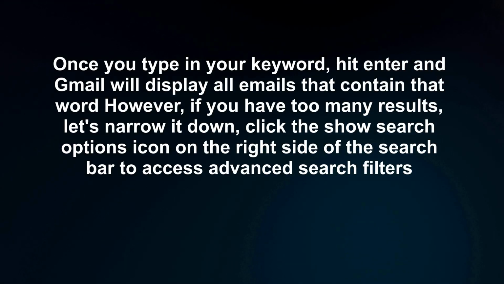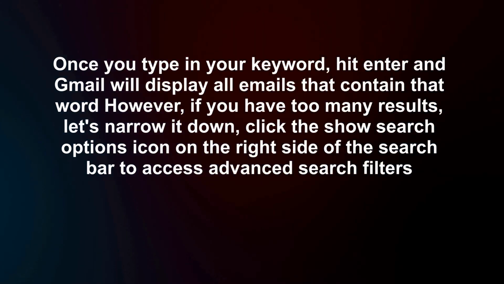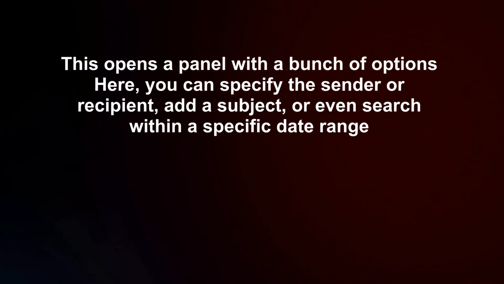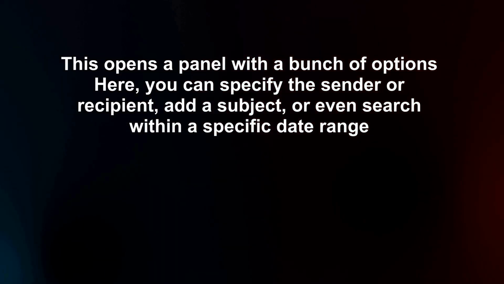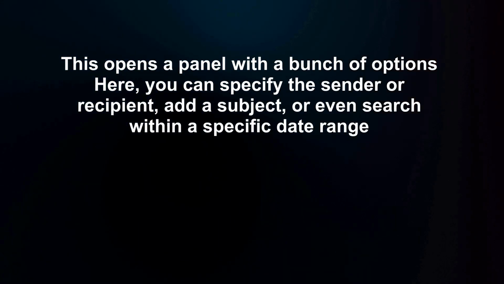Click the Show Search Options icon on the right side of the search bar to access advanced search filters. This opens a panel with a bunch of options here. You can specify the sender or recipient, add a subject, or even search within a specific date range.